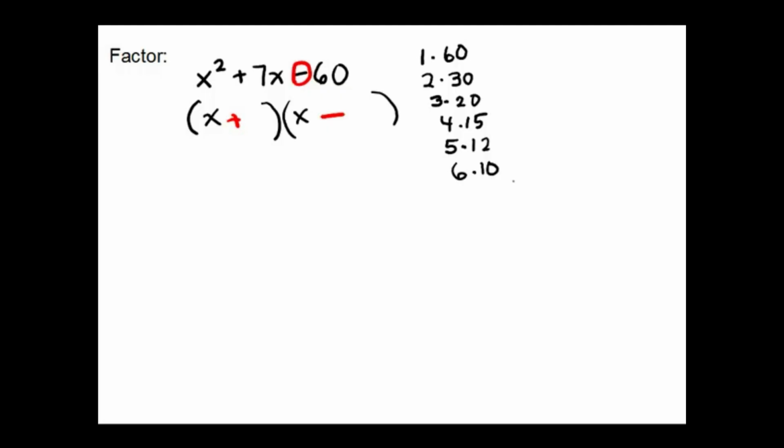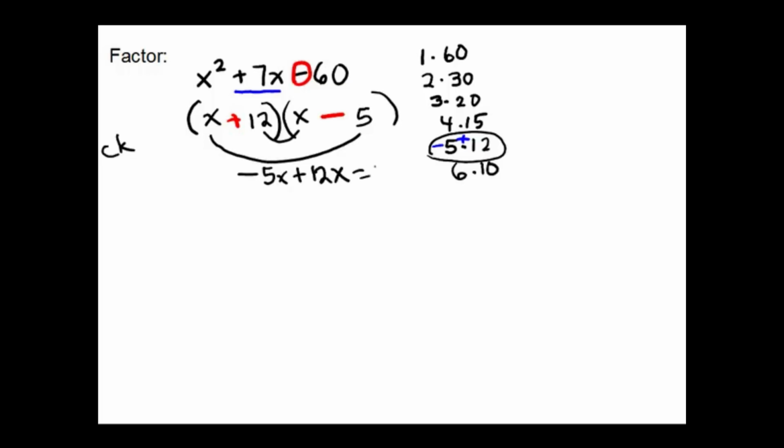And so out of our list, we would like to subtract, because they're different signs, to get a 7. So we could use the 12 and 5. That would subtract to give us 7. And let's check for our signs. We want to get a positive 7. So we need the positive to go with the 12 and the negative to go with the 5. And we'll check. Outside, minus 5x, inside, plus 12x equals 7x, and we're good.